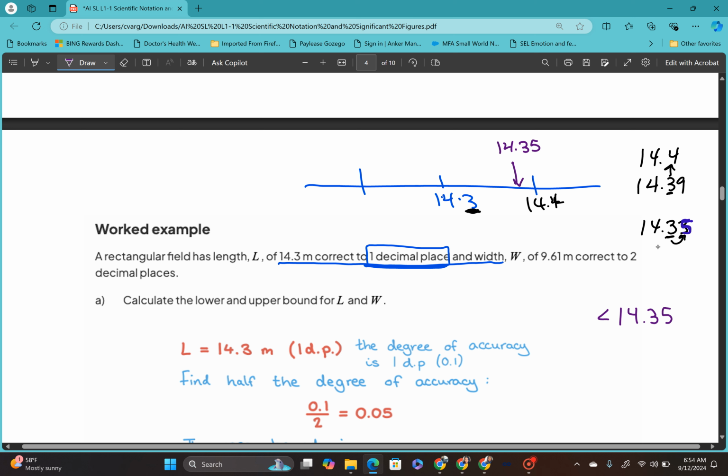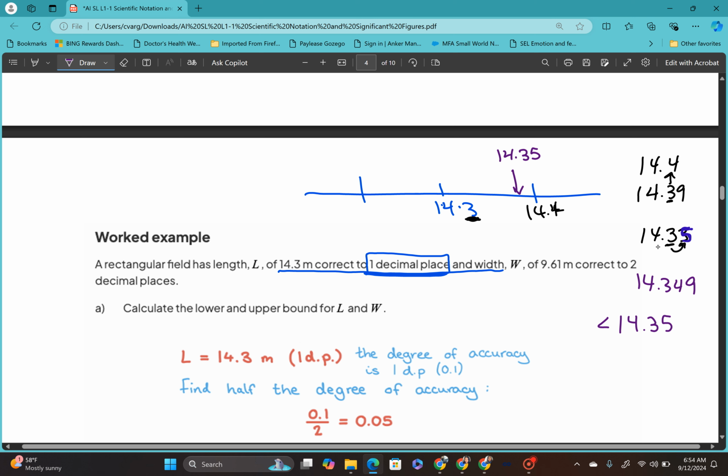So if our number was, for example, 14.349, and I go to that tenths decimal place, right? This number is a 4, so that means that the 3 would rest, okay? So the largest number that I can have is 14.35. And then I want to go ahead and put my X here. And then I want to see what is my smallest number that I can have.